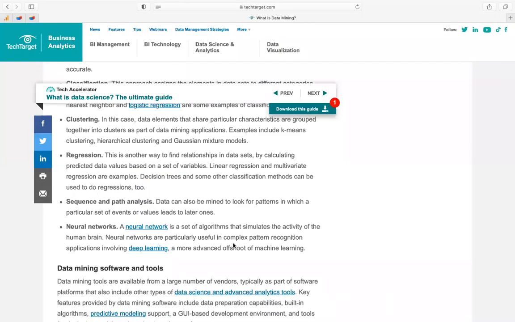Now the next one is regression. Regression is another way to find relationships in datasets by calculating predicted data values based on a set of variables. Linear regression and multivariate regressions are examples. Decision trees and some other classification methods can also be used to do regressions. Regression can, in some way, be referred to as finding relationships in a data set, or prediction.